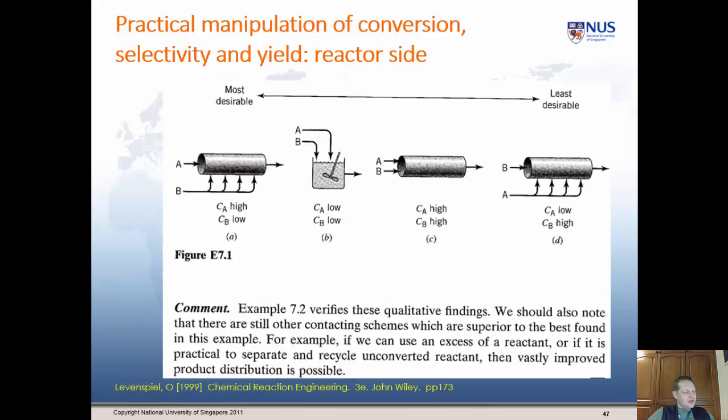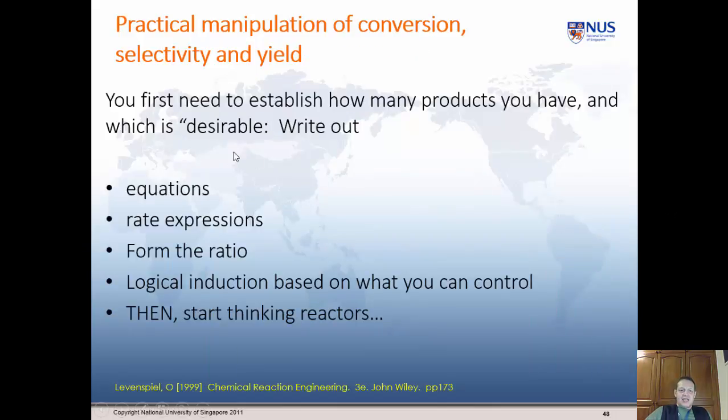So you see this sort of thinking is exactly the sort of stuff you're going to be doing when you design your processes. Okay, so let's just go through this process again. Establish how many products you have, which is desirable, write out the equations and all the scheme, the rate expressions, form a ratio, then decide which you control, and then start thinking reactors.